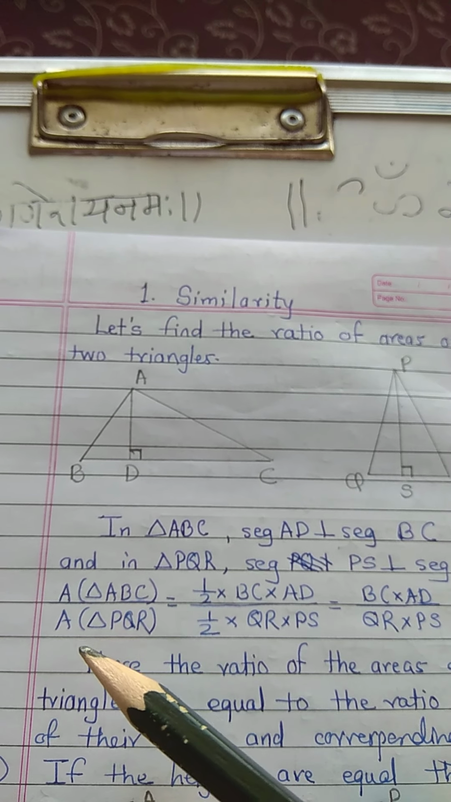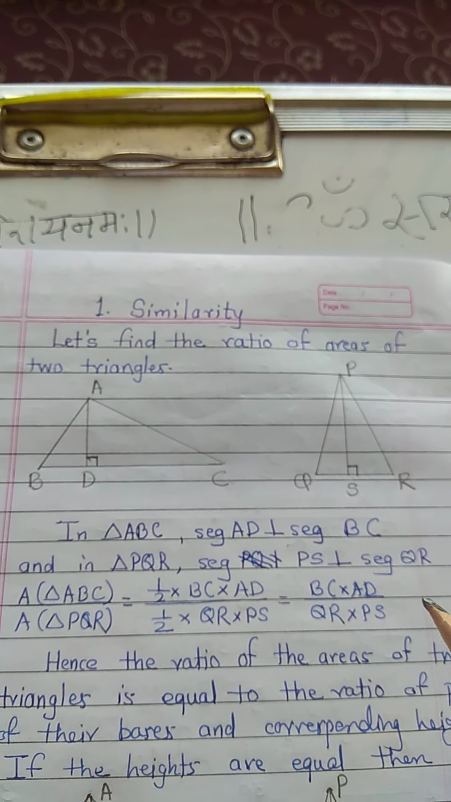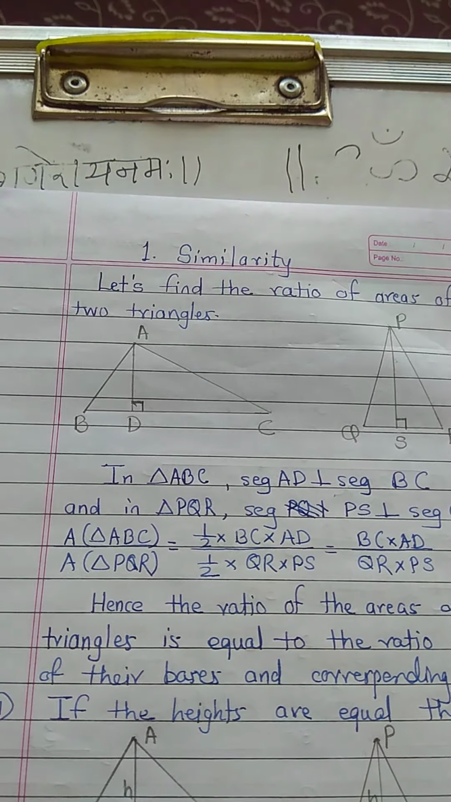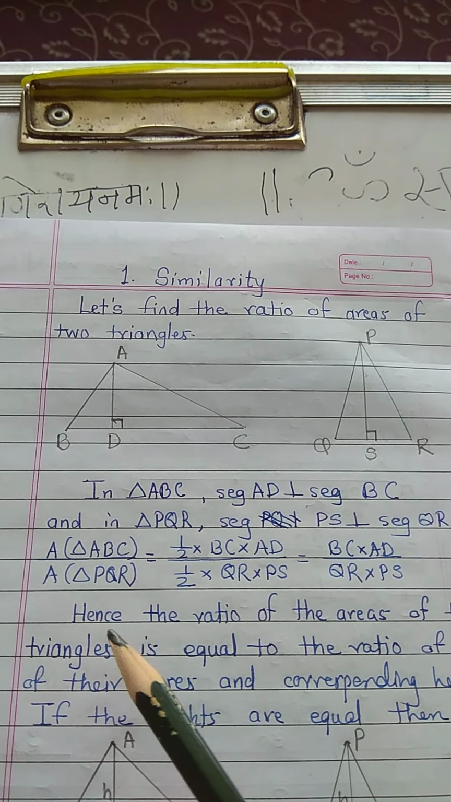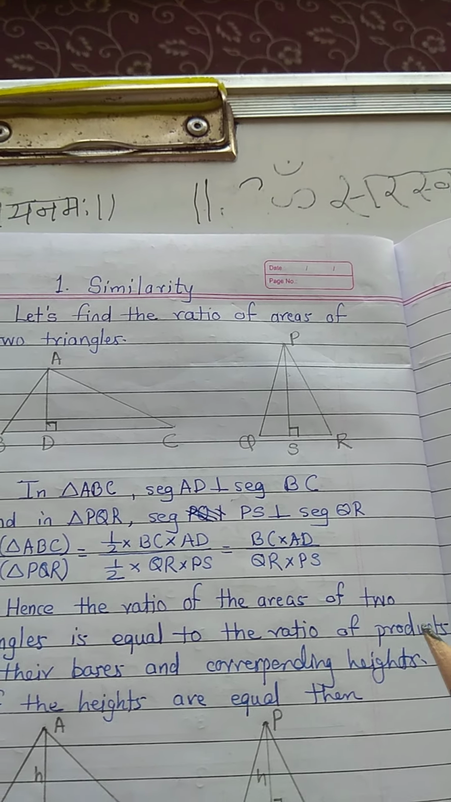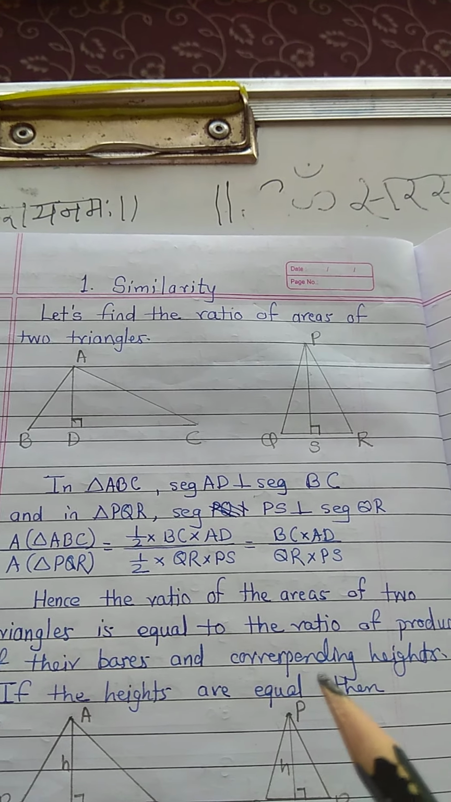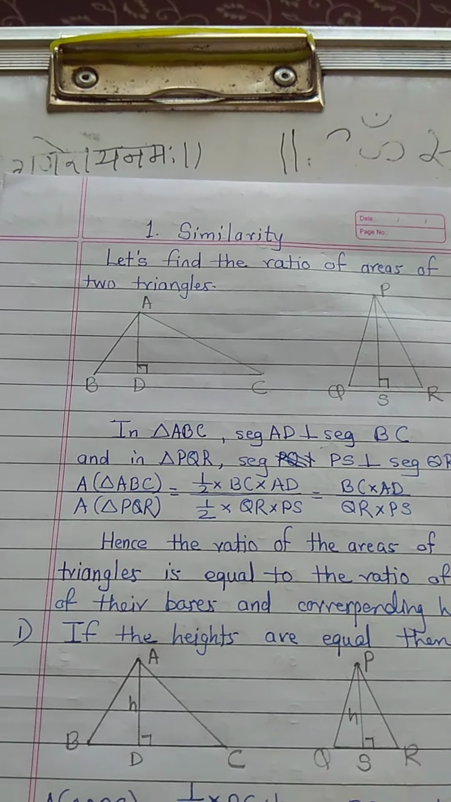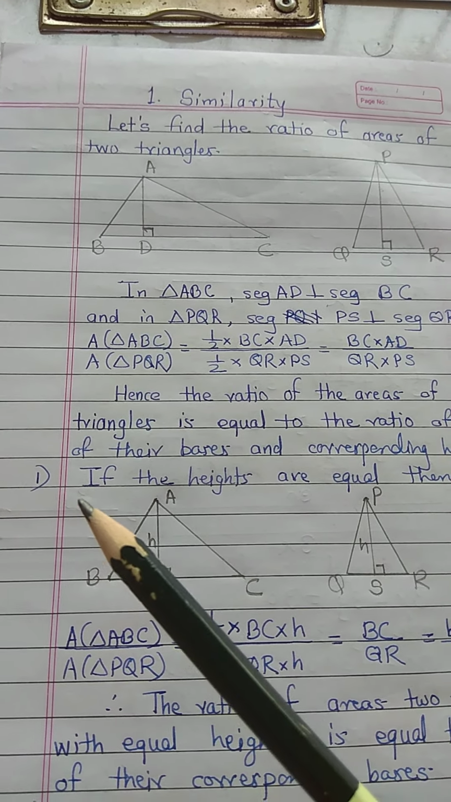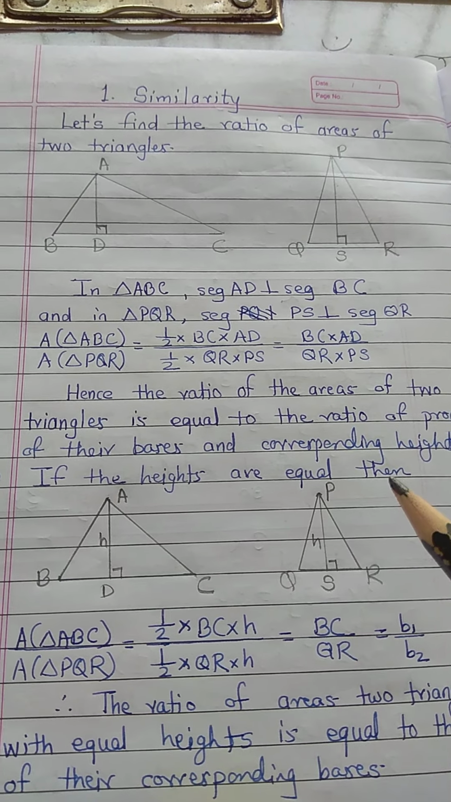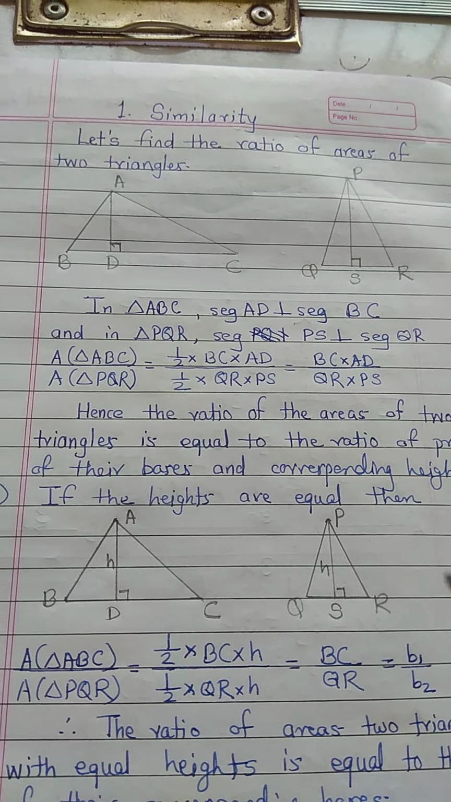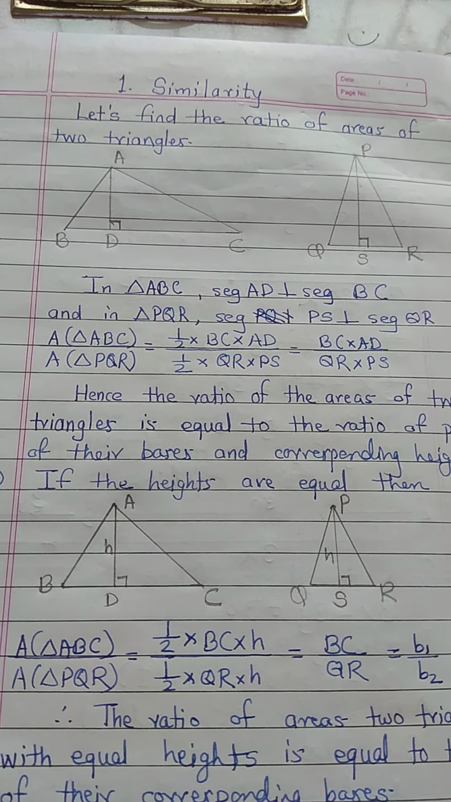That is, area upon area is equal to base into height upon base into height of the corresponding triangles. Hence, we can conclude that the ratio of the areas of two triangles is equal to the ratio of products of their bases and corresponding heights. Now, first condition, we have to get the result as if the heights are equal, then the ratio of the areas should be equal to the ratio of their corresponding bases.